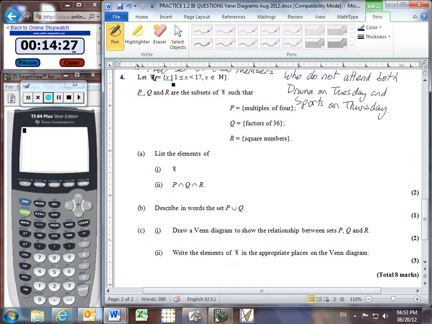So U is x where 1 is less than or equal to x and less than 17. So that means that x could equal 1, but it could not equal 17. And we're also told that x is an element of the natural numbers. So we're not dealing with all of the numbers, only the natural numbers that begin at 1 and finish just before 17. So part A, I, says list the elements of this universal set.